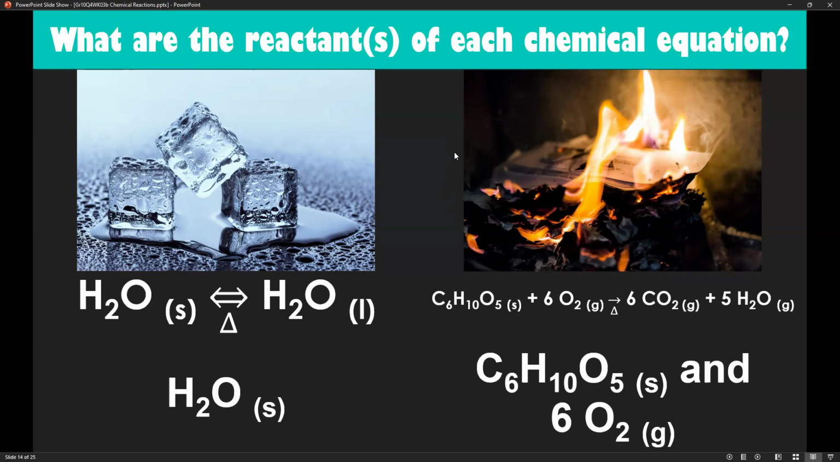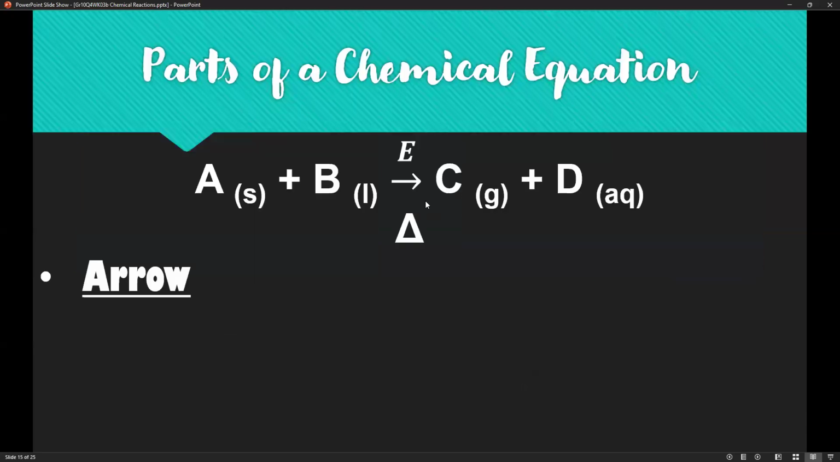Okay? Now, if you notice, may makita po kayong two types of arrows. One pointing to the left side and right side, just like in melting of water. And the other one pointed to the right side, just like in burning of paper. What do those arrows signify? So let's talk about the arrow.